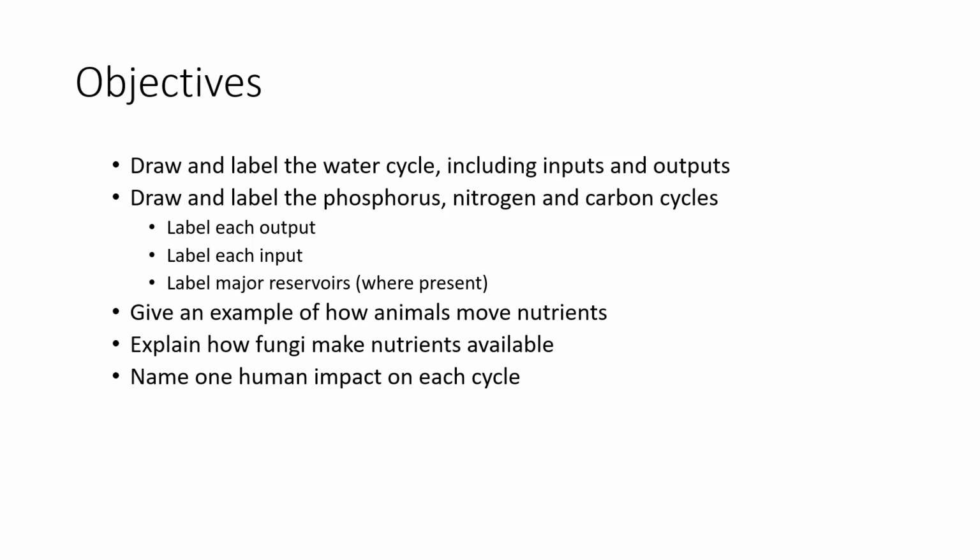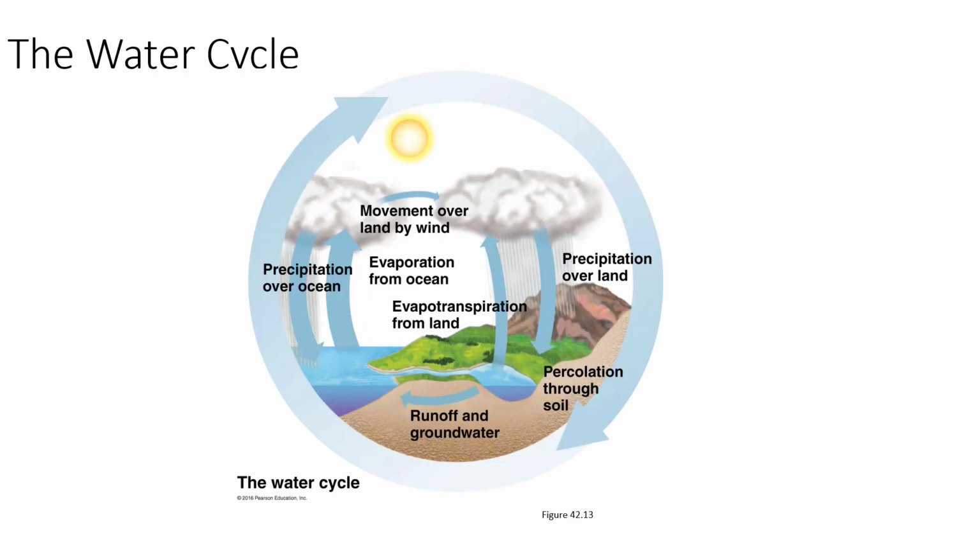Give examples of how fungi can make nutrients available. This will touch on previous lectures as well. And name one human impact for each cycle. First off, the water cycle.